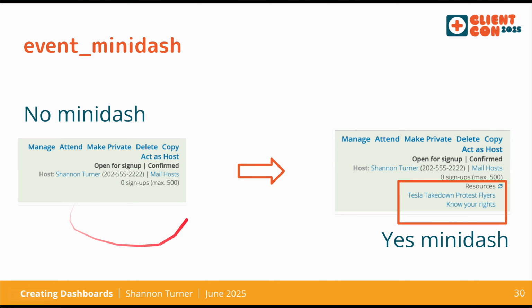Now on the left, there's no mini dash, but on the right-hand side, I've added a mini dash to include a few links to helpful resources that you might want to share with hosts when you click the Mail Hosts button. And you can change this by adding the Event Mini Dash dashboard.